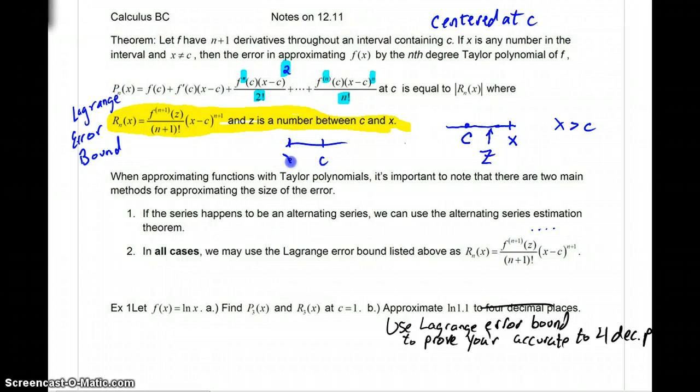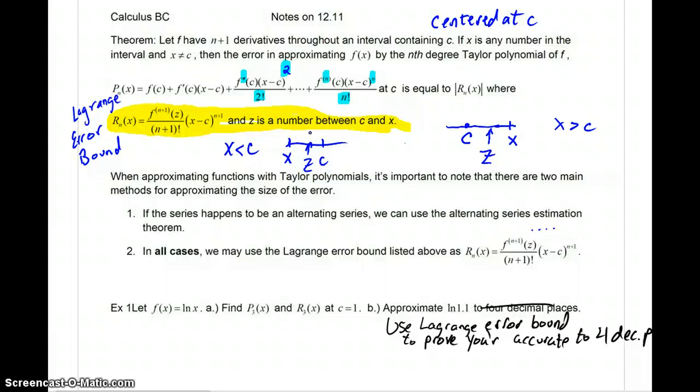Also, we could come up with this other possibility. What if your x value that you are approximating is actually smaller than c? Well, now you can see that z, of course, is still going to be between x and c. So I guess what I'm trying to point out to you is that your z value is always between c and x, but you can see that your z value might be larger than c, it might be smaller than c, it might be smaller than x, it might be larger than x. It's really all a matter of being between.